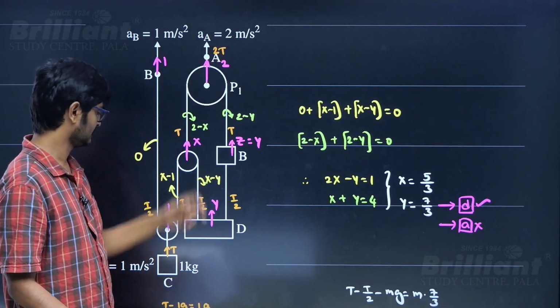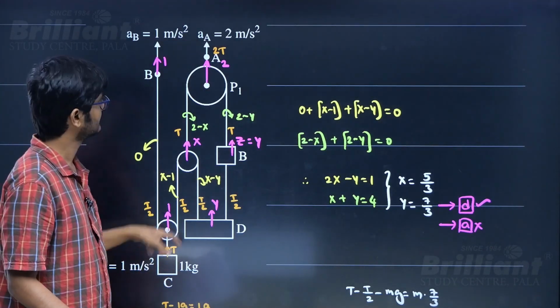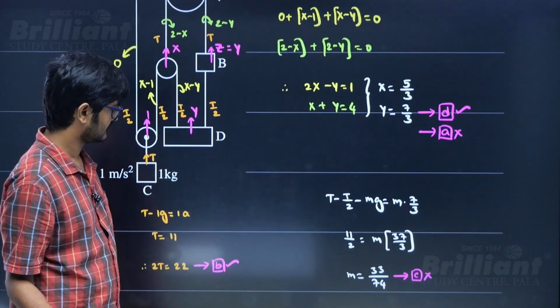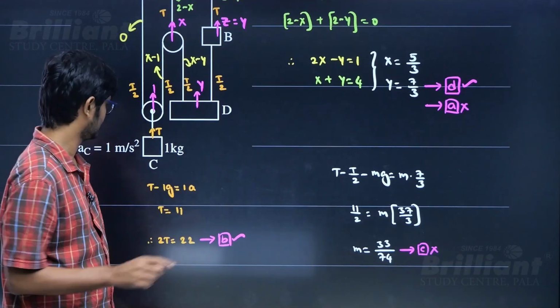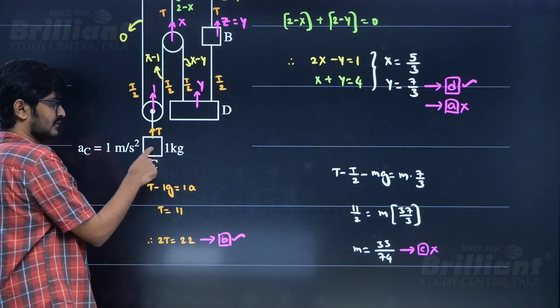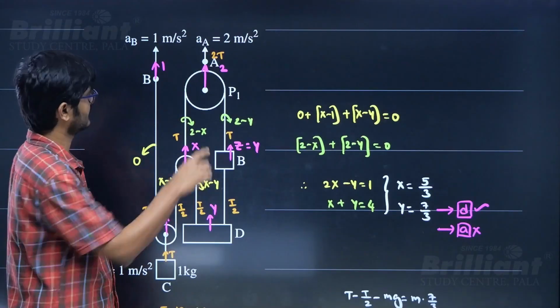So we need to find what is 2T. For that we can go from here. T equals 1 into A. So T is 1. So 2T is that much. I can manage from here, right? Yeah. So T minus mg equals 1 into A. So T equals 11. If T equals 11, then 2T equals 22.